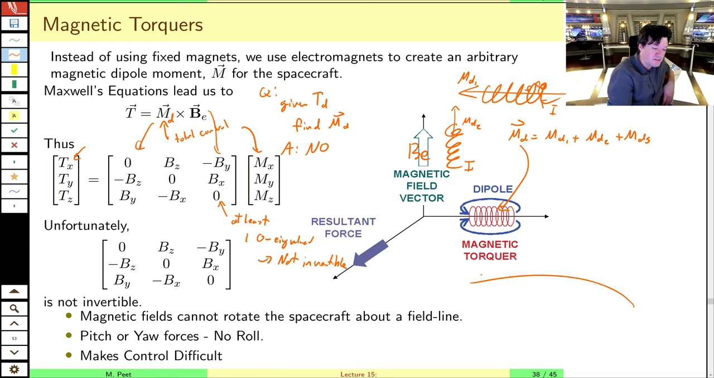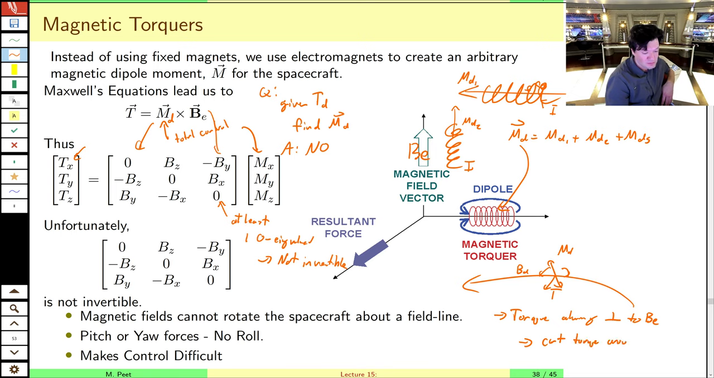So if you think about this, here's the magnetic field line of the Earth. We can create a magnetic dipole in arbitrary direction. And so if you cross the dipole with the field line, you get a vector, a torque, which is perpendicular to both vectors. So what that means is essentially that the torque that we create, no matter what our dipole is, will always be perpendicular to the field line because we can't control the field line. So torque is always perpendicular to the magnetic field line. So what essentially means is that we can torque into the field line, we can torque out of the field line, we can't torque around the field line. Right. So you can't create a torque like that.